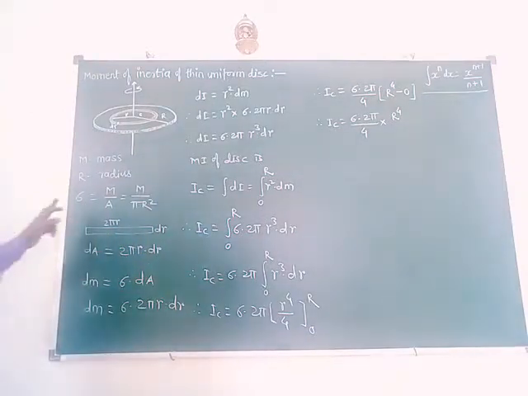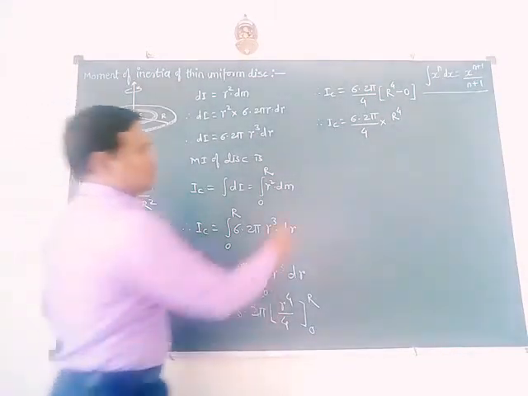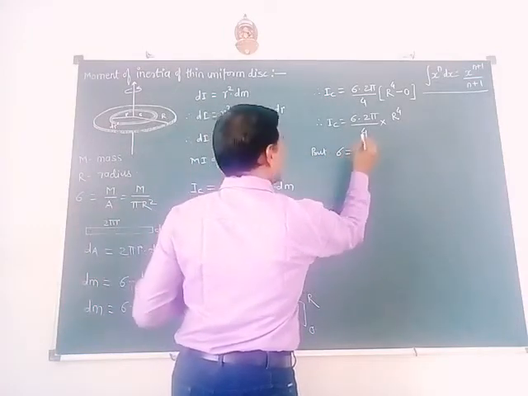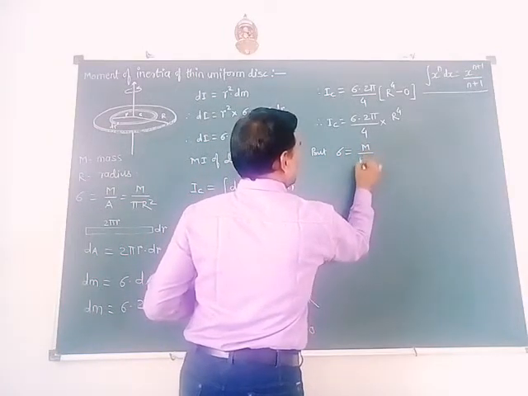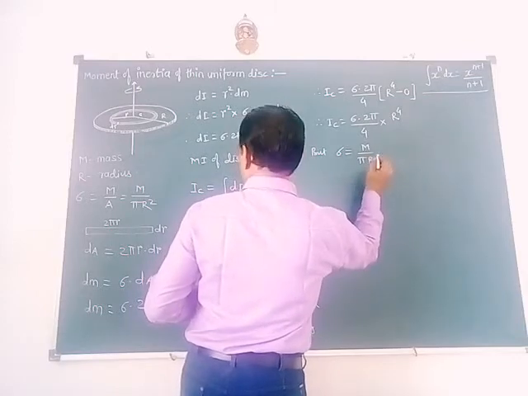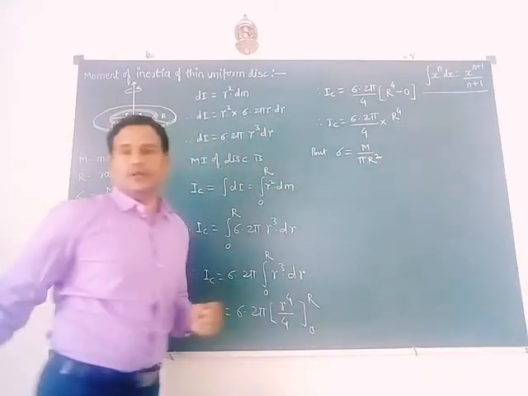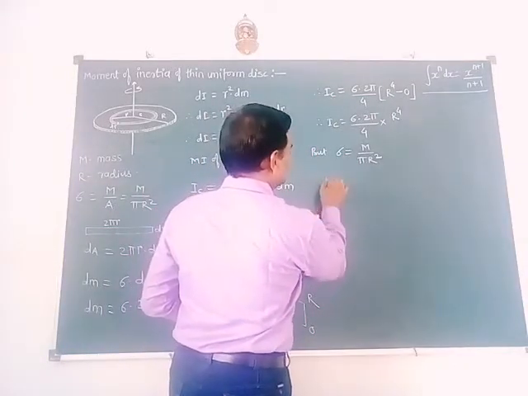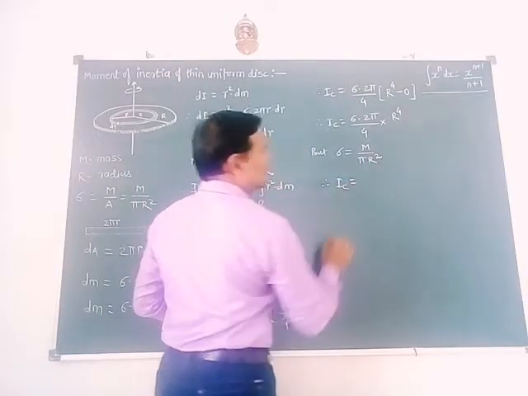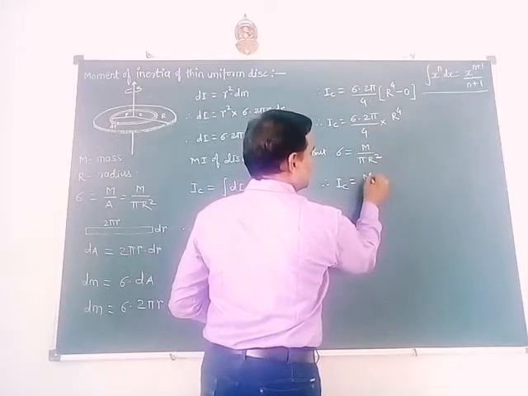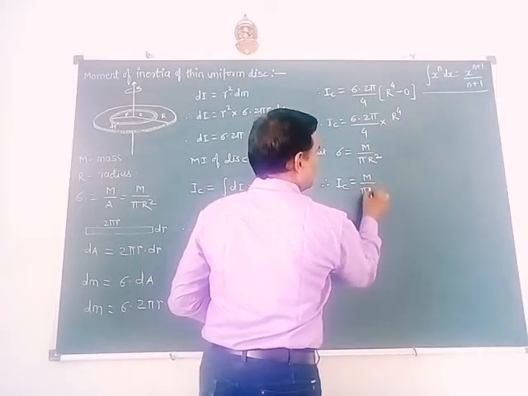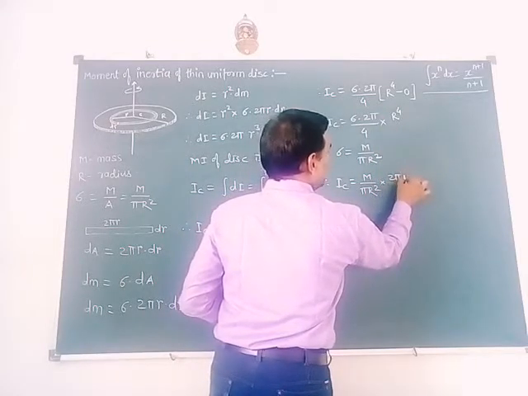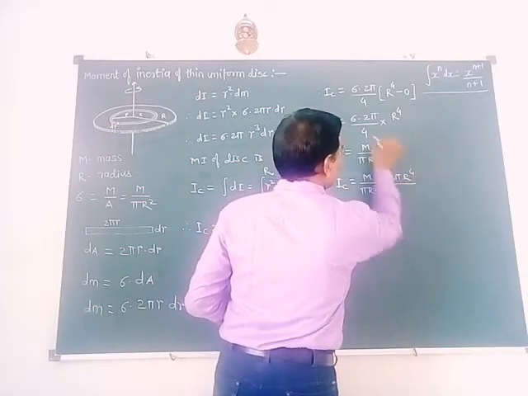Put the value of sigma, which is capital M by pi capital R square. Put this value here. So finally, we can write this Ic is equal to, instead of sigma, capital M by pi R square into 2 pi R to the power 4 divided by 4.